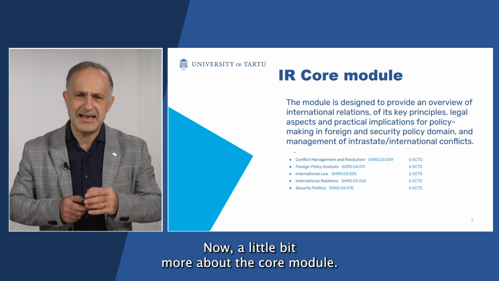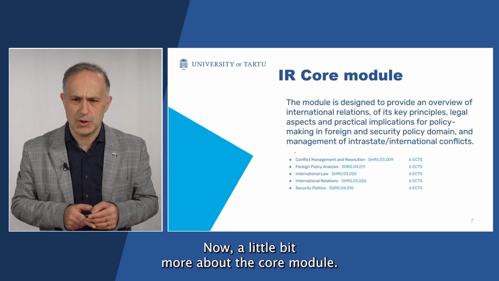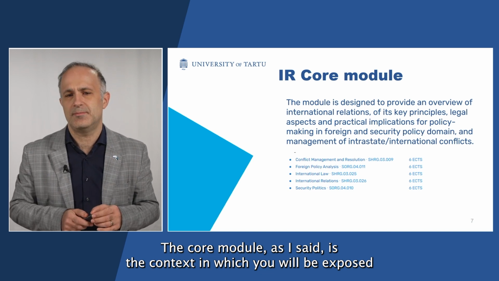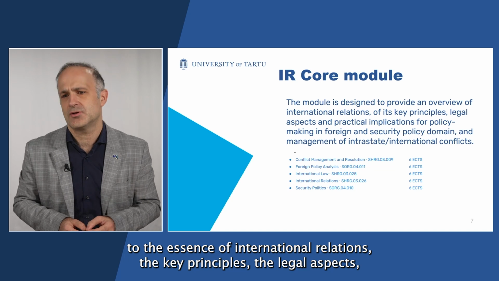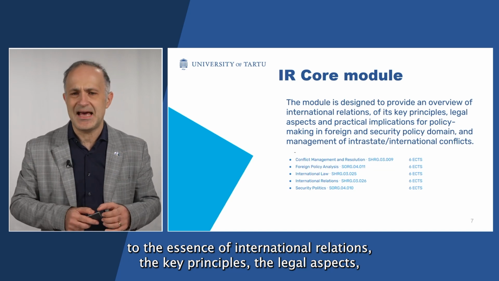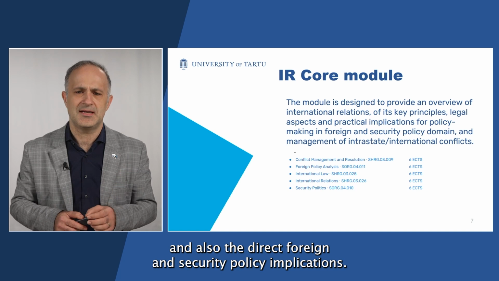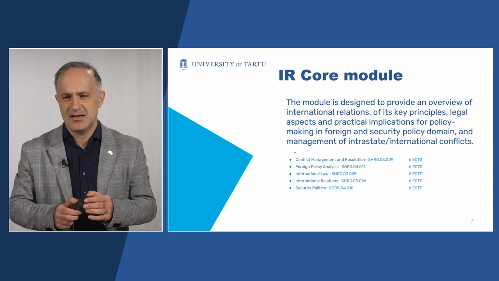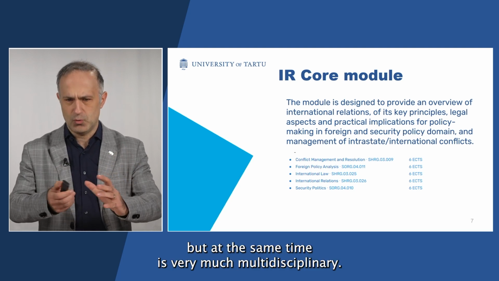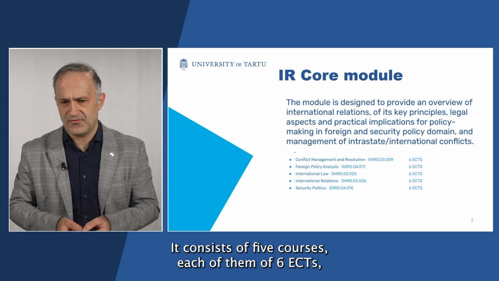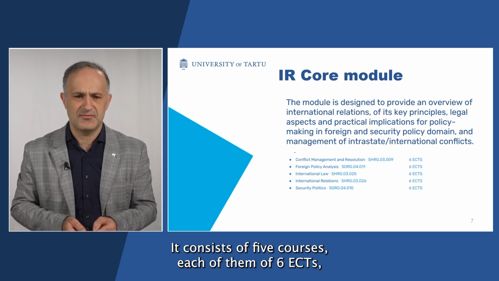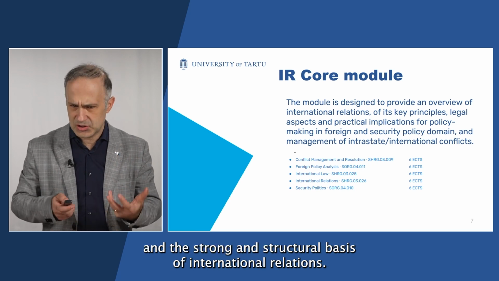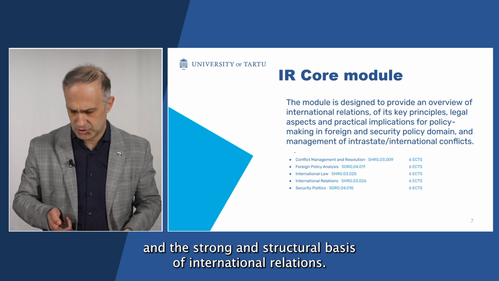Now, a little bit more about the core module. The core module, as I said, is the context in which you will be exposed to the essence of international relations, the key principles, the legal aspects, and also the direct foreign and security policy implications. So as you see, it's about international relations, but at the same time is very much multidisciplinary. It consists of 5 courses, each of them of 6 ECTS, and very much covers the foundations and the strong and structural basis of international relations.